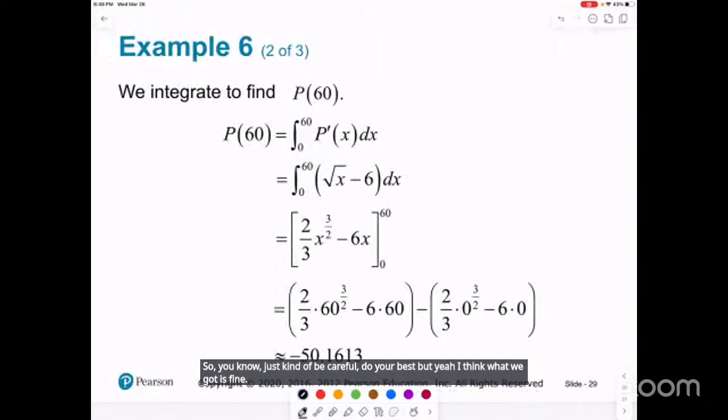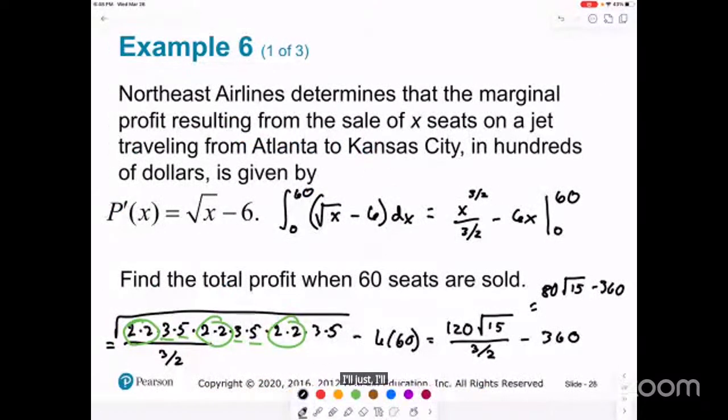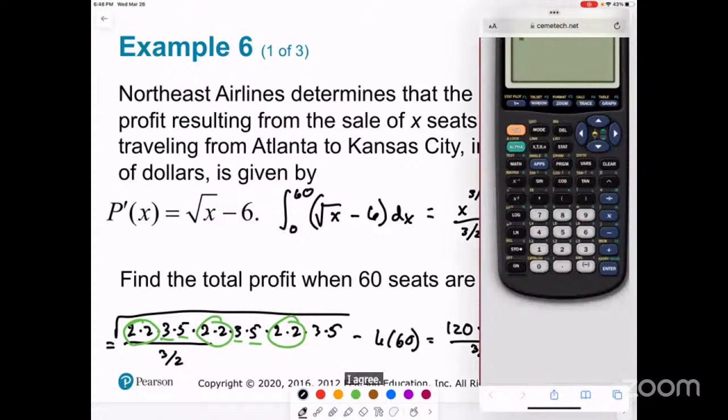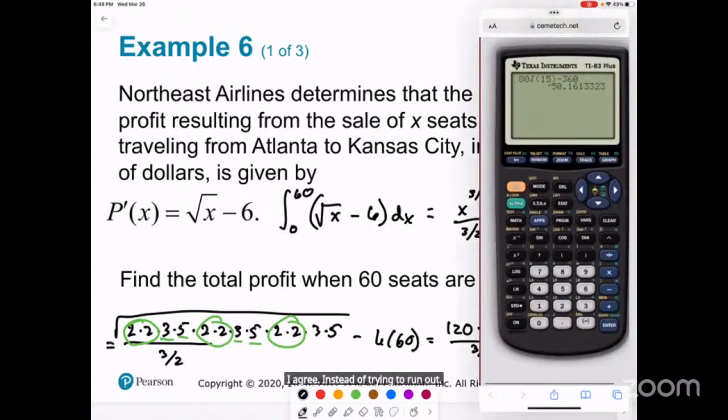So I'll include the screenshot. Where to go? I'll just do this instead of trying to run it out.